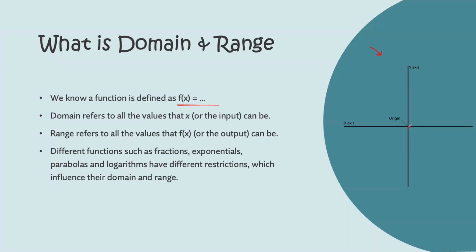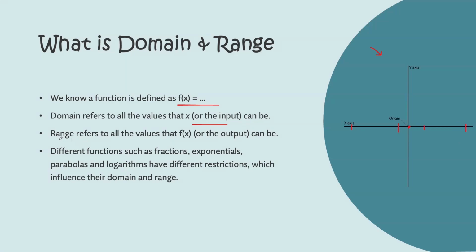Okay. Now, the domain refers to all the values that x, or the input, can be. Basically, when you have a function, where across this x-axis is our function going to lie? Is it going to go from negative infinity all the way to infinity, or is it going to be in one particular area? Is it going to be from here to here, or from here to here? That's what the domain of a graph is telling us.